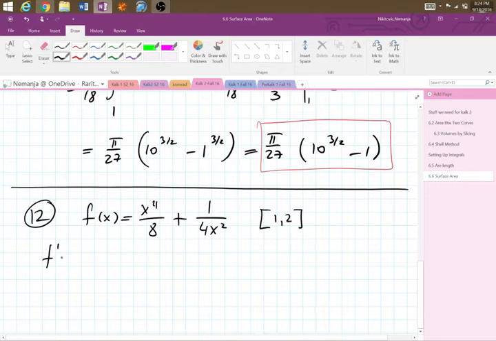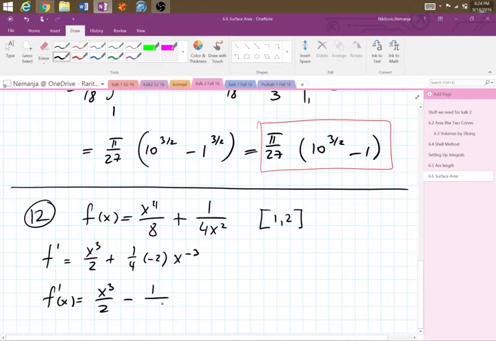So the derivative, we have 4 cancels, so x cubed over 2 plus the derivative over here is 1/4 times negative 2 and then x to the minus 3. Okay, so what we get? We get f prime of x is equal to x cubed over 2 minus 1 over 2x cubed, like this. Okay, that's the derivative.